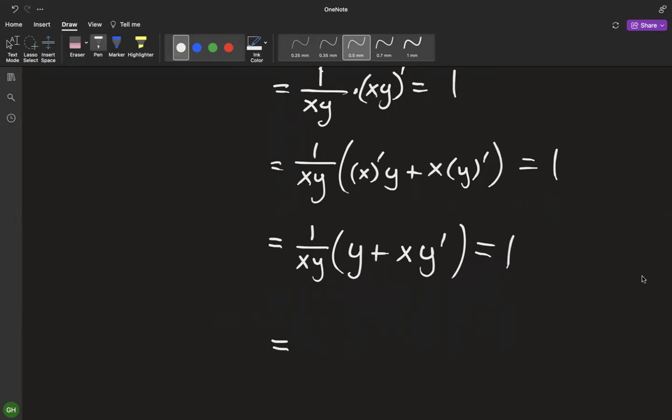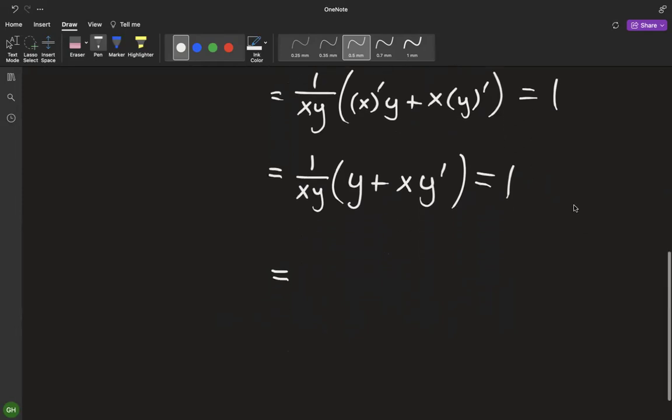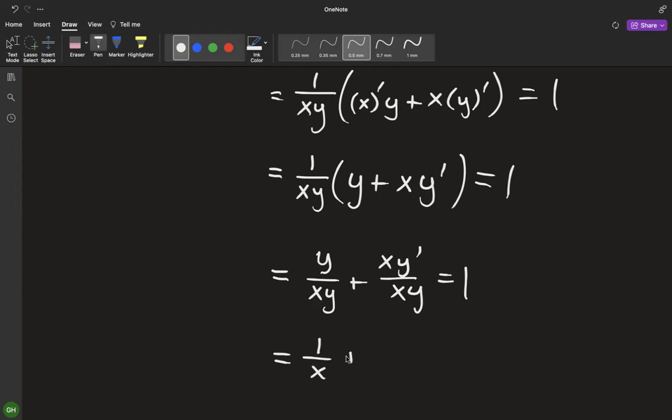So this is the implicit derivative. Now I just have to solve it for y prime. And there's 3 steps that I could always do to solve this for y prime. I just need to get rid of parentheses, move the y primes to one side, and then factor. So let's get rid of parentheses by distributing this 1 over xy. So I get y over xy plus xy prime over xy equals 1. And I could even do simplification here. This is 1 over x plus y prime over y equals 1.